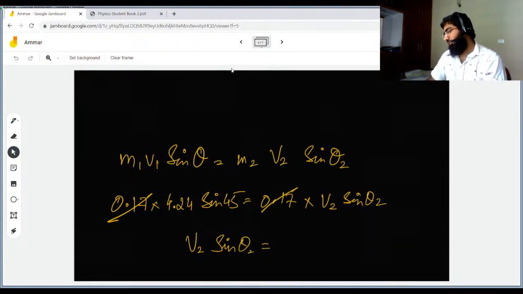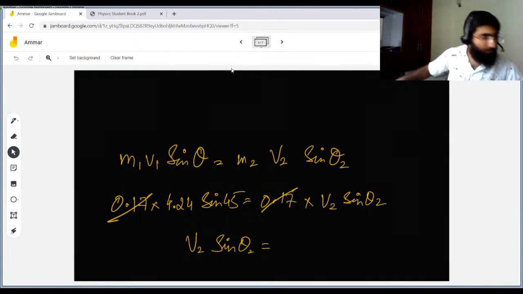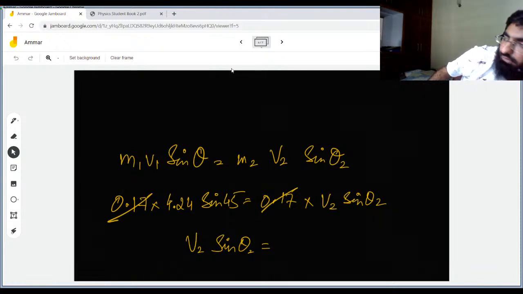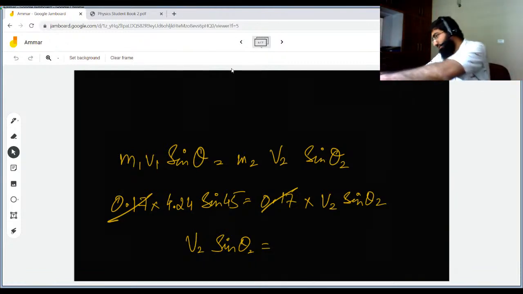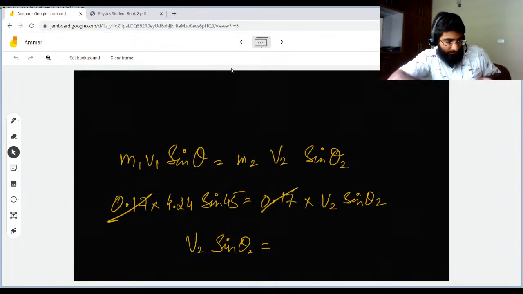4.24 times sine 45. How much is it? Where is the calculator? Oh my, here it is. So 4.24 times sine 45. This gives me 2.99.